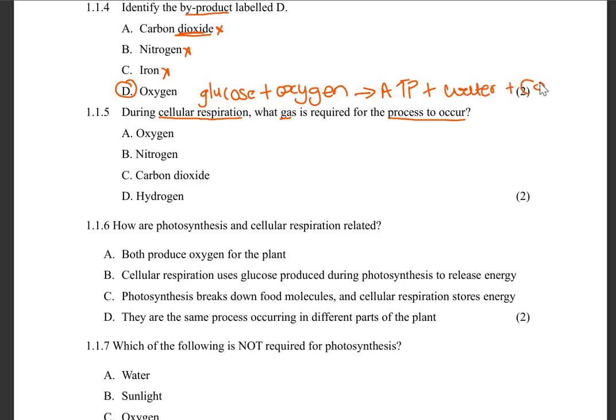and carbon dioxide. Let me write it in full. Carbon dioxide. Yeah, there's also enzymes. I'm basically writing the whole formula for you. So going back to the question, during cellular respiration, what gas is required? Obviously that's oxygen. Okay, so oxygen is the required gas, the gas that is needed.